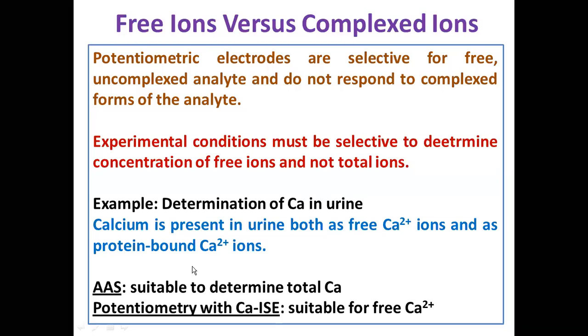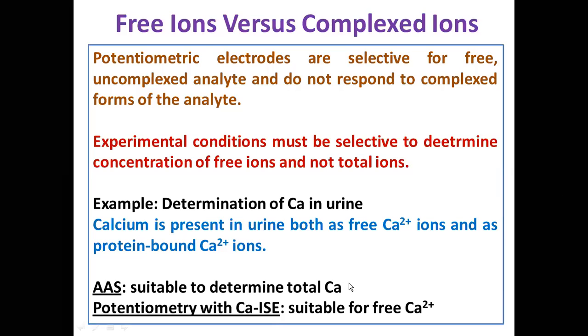If you compare the selectivity of atomic absorption spectrometry, it is suitable to determine total calcium, because you subject the sample to sample preparation where protein-bound calcium is converted into free calcium. So calcium will be aspirated onto the flame. After aspiration, even proteins undergo combustion to convert carbon to carbon dioxide, nitrogen to nitrogen dioxide, etc. So therefore only free calcium will be aspirated, in order to get the orange flame. The intensity of the orange flame will be measured in flame photometry or in absorption spectrometry.